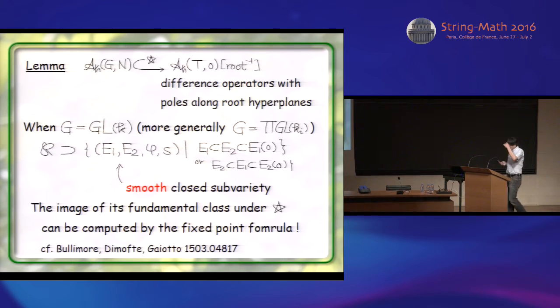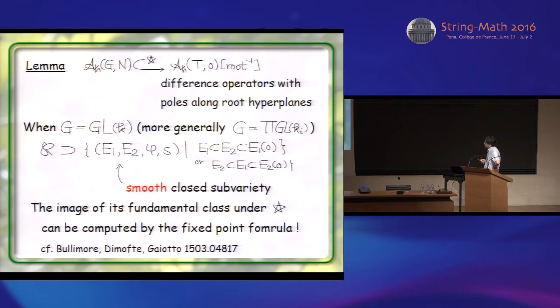So this is a general result. And moreover, when G equals the general linear group, or more generally, if G is a product of general linear groups, I can do a little bit more. So in this Hecke correspondence, there's some nice smooth closed subvariety. This is well known in the context of the geometric Langlands.